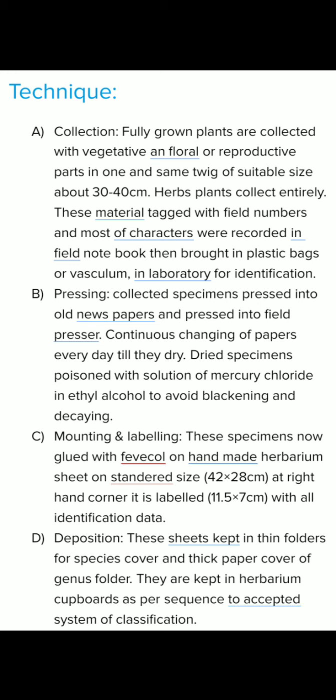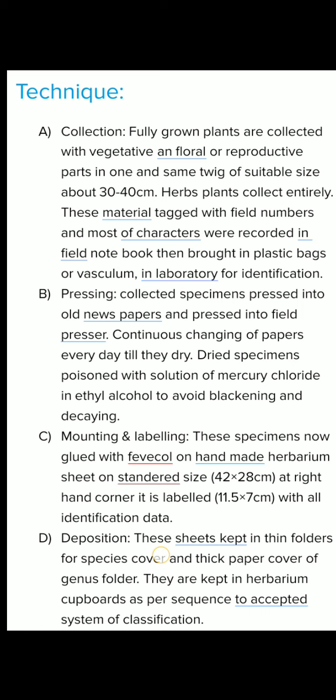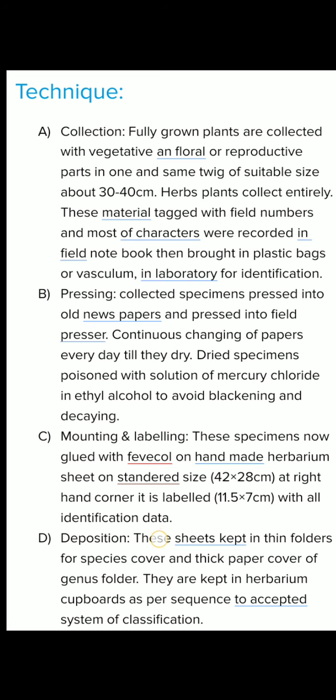What is meant by collection? Fully grown plants are collected with the vegetative and floral or reproductive parts on one and the same twig of suitable size, that means about 30 to 40 centimeters. Herb plants, that means small plants, are collected entirely with the root system or underground parts like tubers, etc.